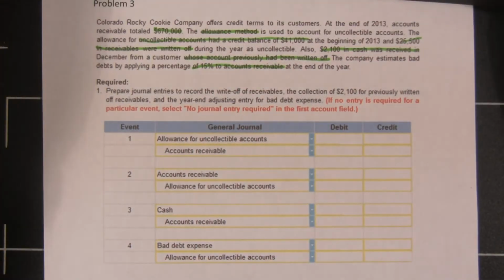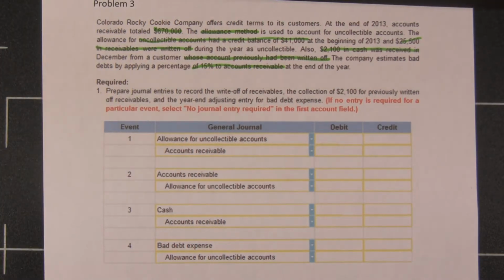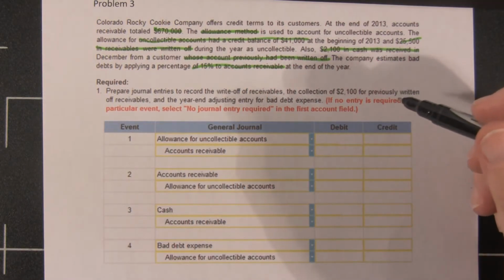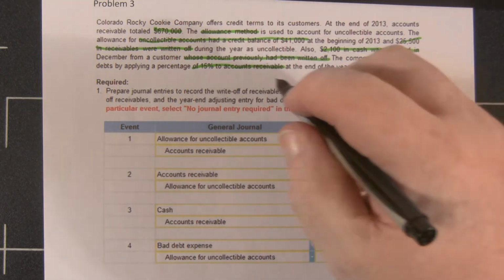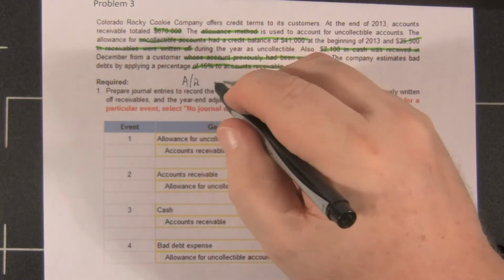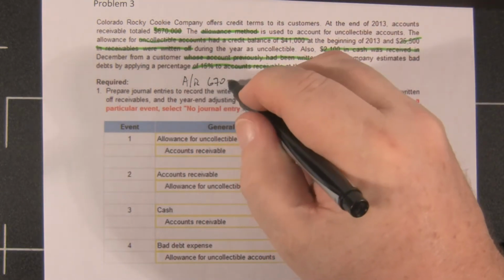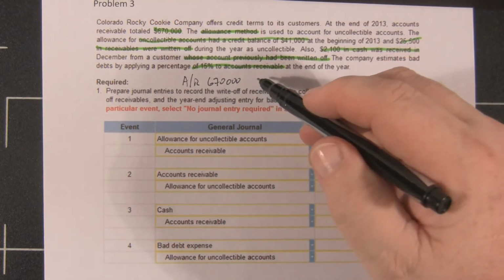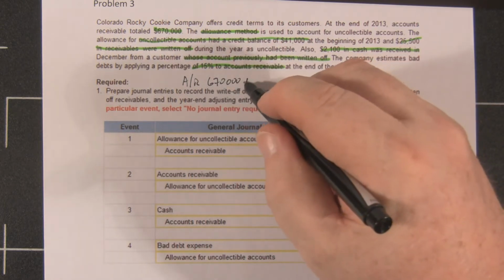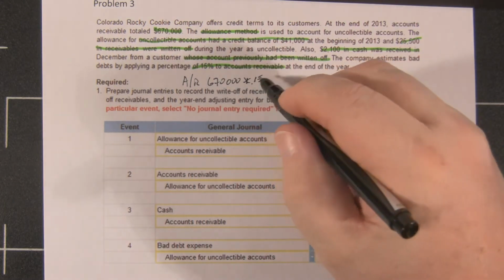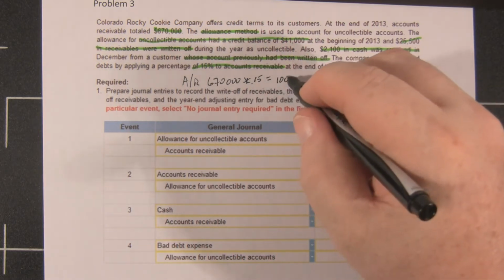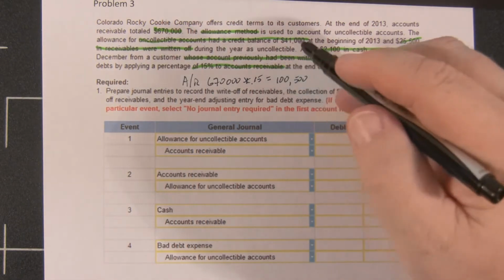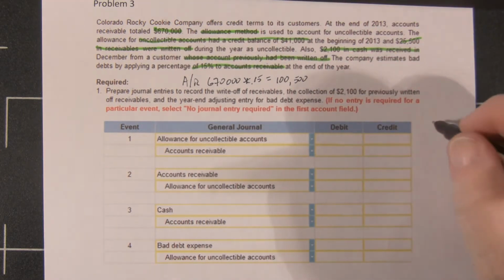So let's go through and take the easy pieces first, okay? At the end, accounts receivable totaled 670. We're going to need that. So accounts receivable is 670,000. And they apply 15% of that. So 15% of that is what they estimate to go bad. So that's 100,500. But since they estimate it using the accounts receivable, that's the answer in the T account.